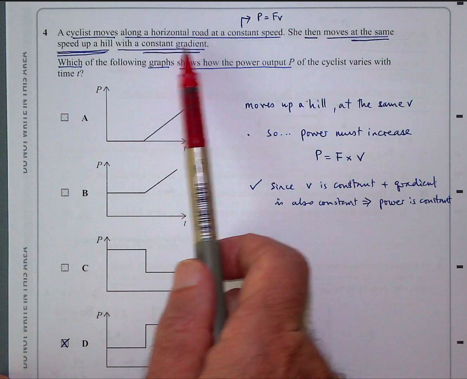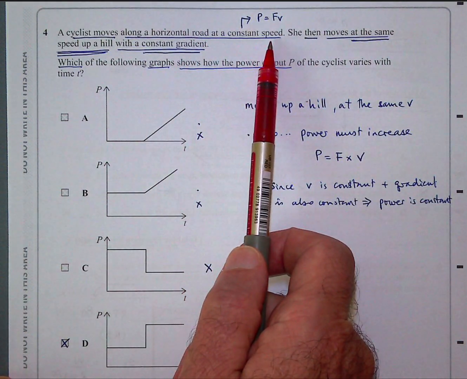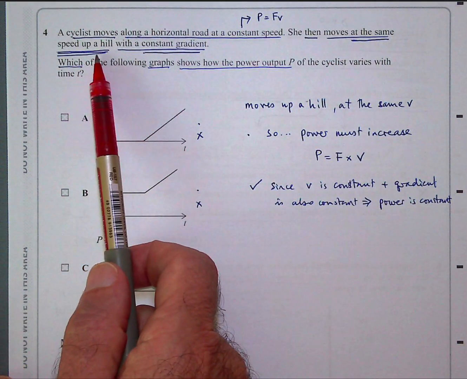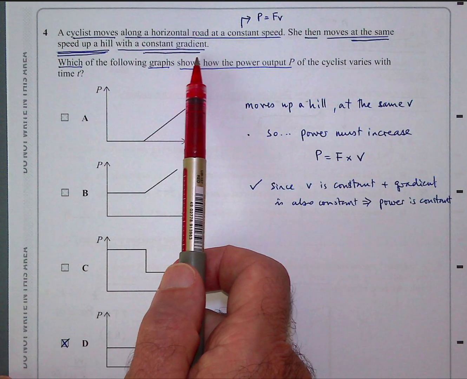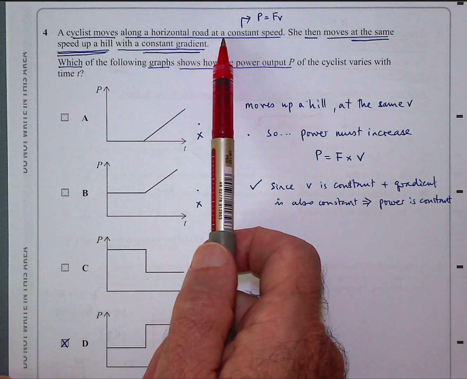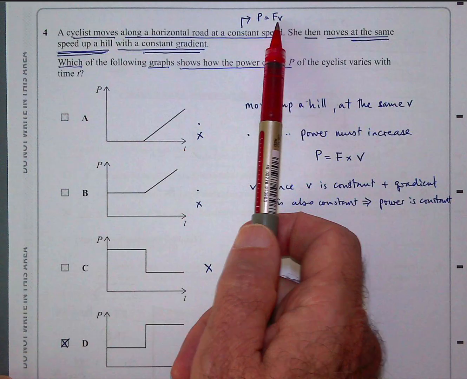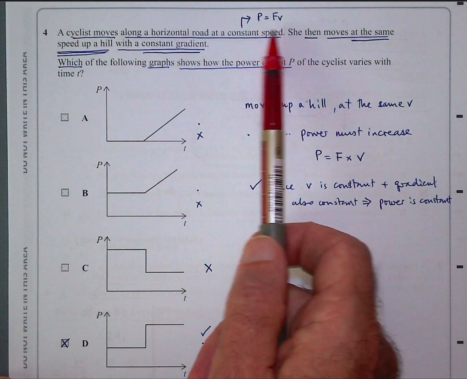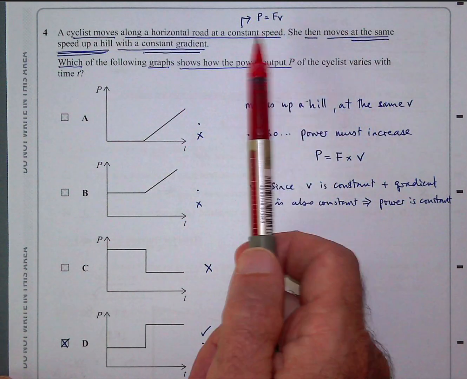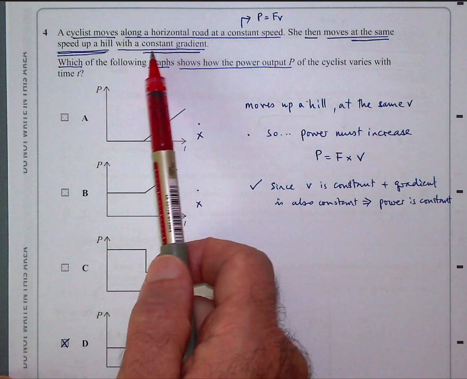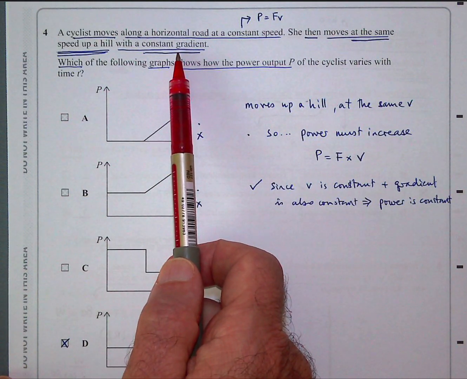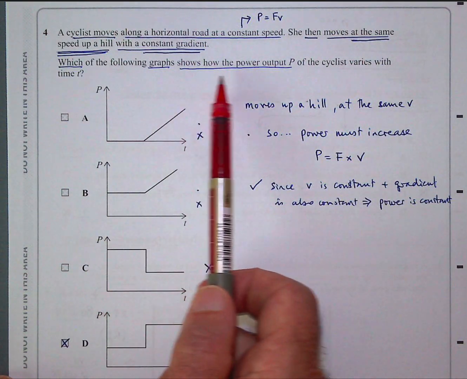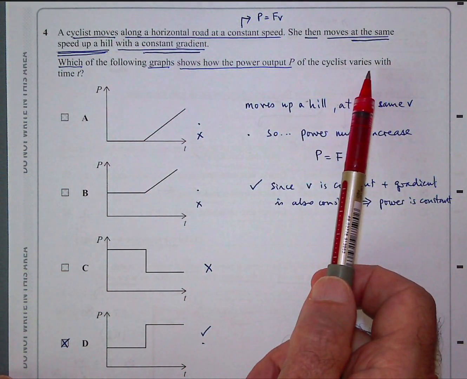Question 4 says a cyclist moves along a horizontal road at a constant speed. She then moves at the same speed up a hill with a constant gradient. First, obviously, all her power goes into the velocity, force times velocity, her pedaling power. The only thing that will be acting against her will be air resistance, if there is any. And then she's going uphill, so there'll be part of the gravity acting against her as well. Which of the following graphs shows the power output of the cyclist varying with time?